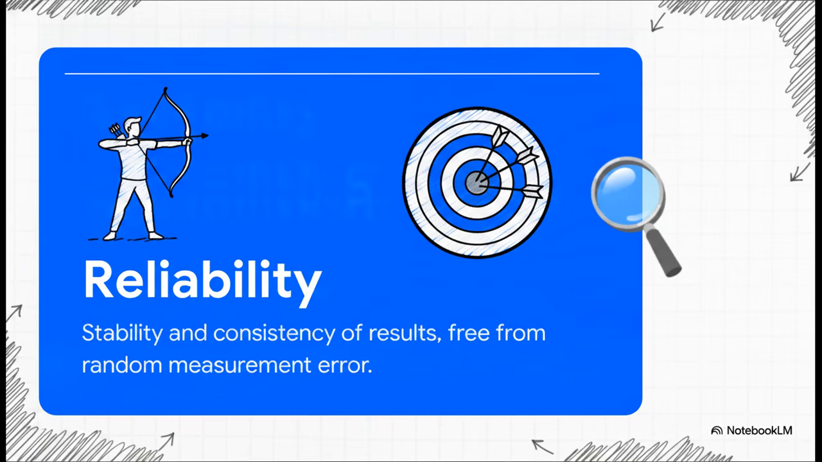I want you to imagine an archer shooting at a target. Reliability is the archer's ability to hit the exact same spot on that target over and over and over again. Now pay close attention here. Even if they aren't hitting the bullseye yet, say they're just hitting the outer ring every single time, the precision of that grouping is what we call reliability.